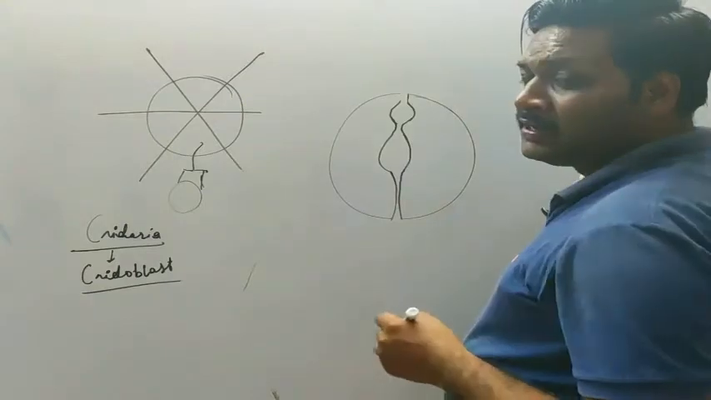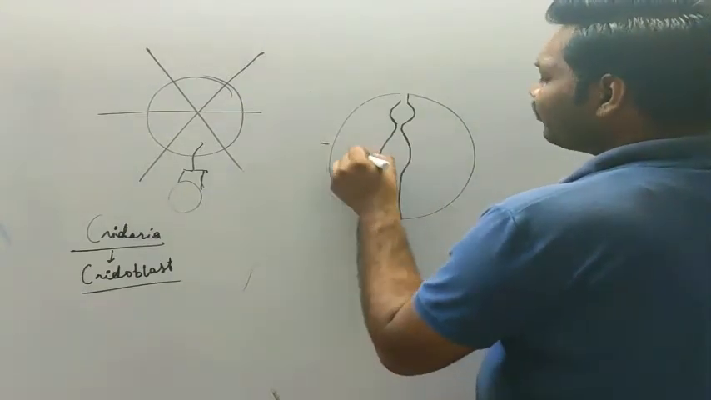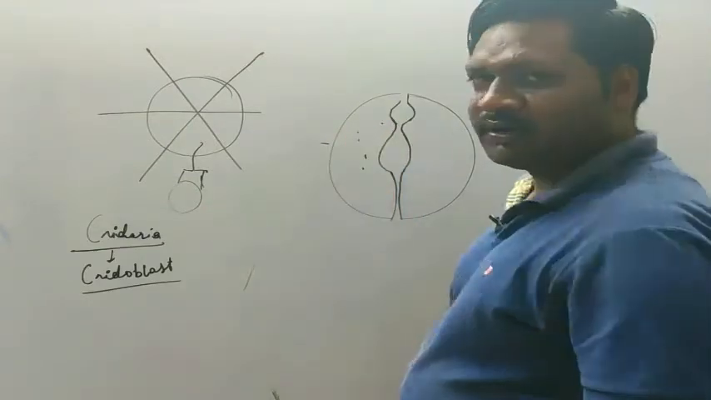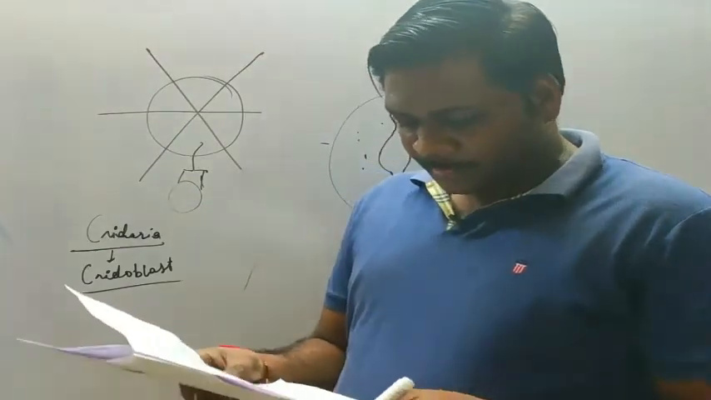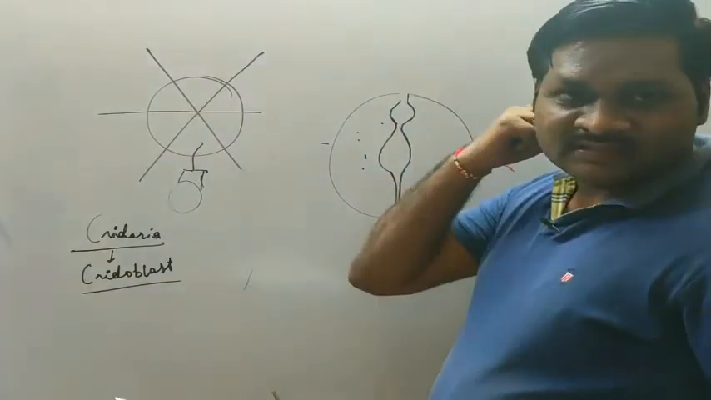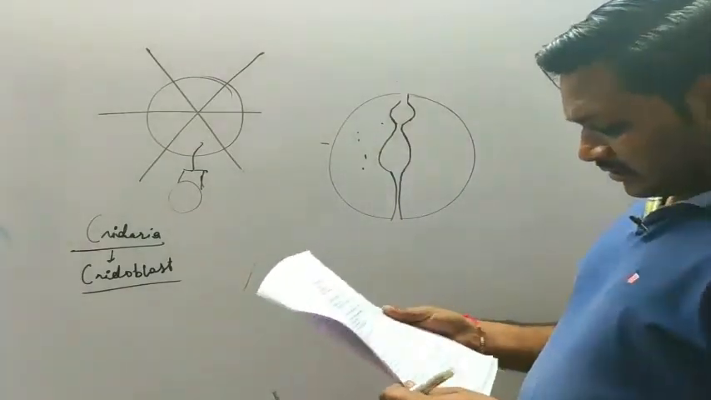Like this, right? So it was having the ectoderm, then the endoderm or the gastrodermis, and in between that there was the mesoderm. Okay, so see here, they have the tissue level of organization. They don't have different types of organs over here.